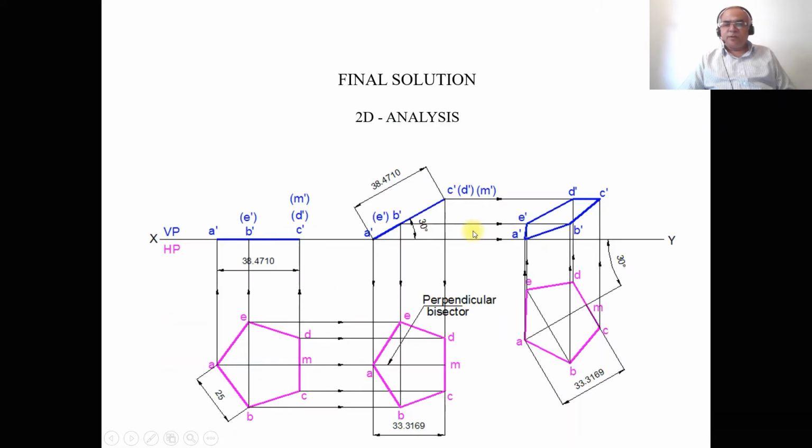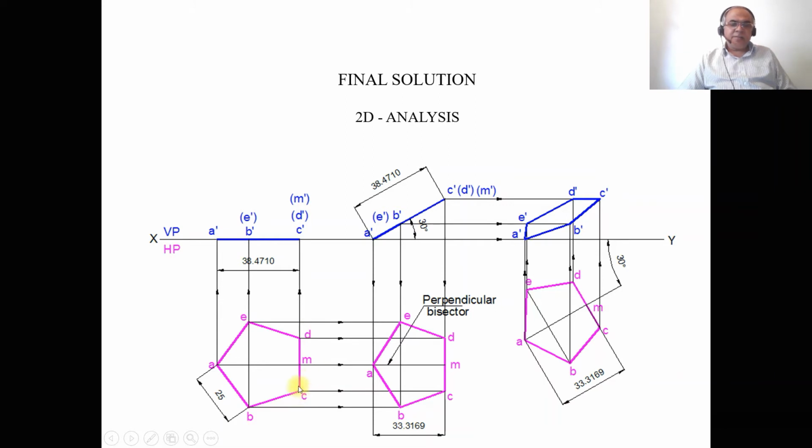Now we will try to solve this problem by using the sketchbook. So first we are going to draw the XY line, and you mark VP and HP. Draw the XY line with a thin line. Then measure 25 mm in the horizontal plane, and you mark these points as C and D.